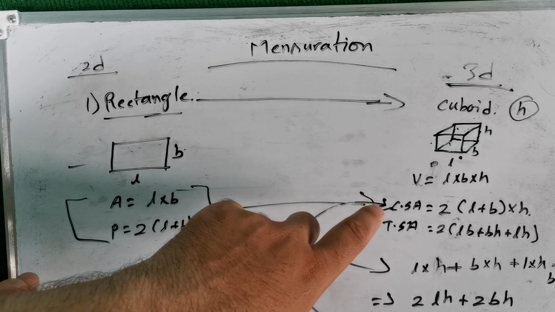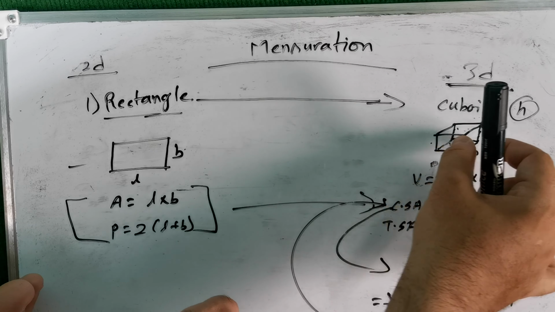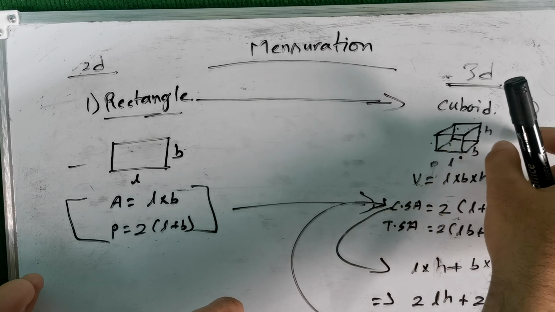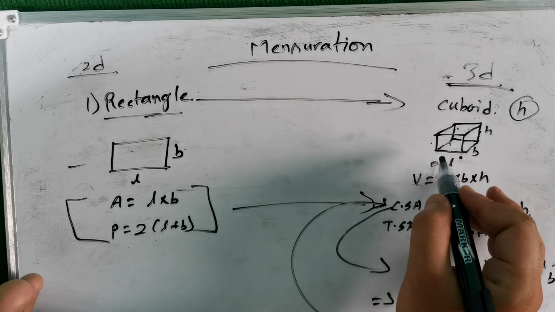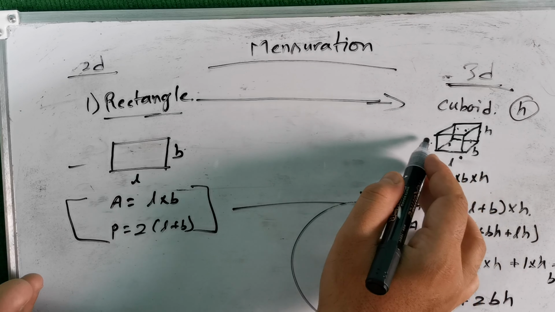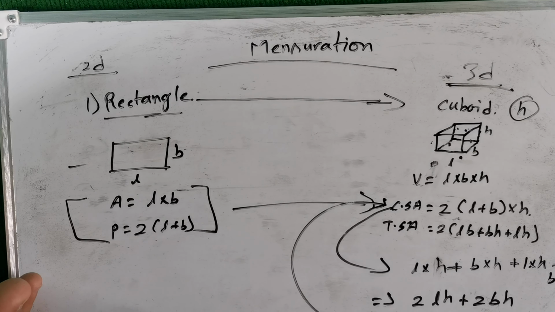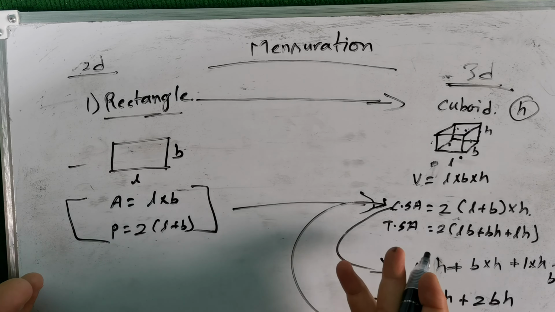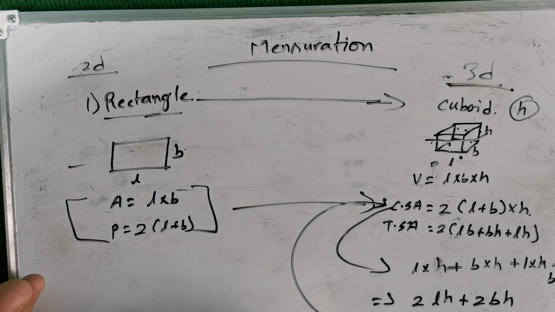Curved surface area means the side part of the cuboid, not the upper part, not the below part. Side part, this and the other part and this part. This is known as curved surface area. And total surface area means curved surface plus upper surface and below surface. This is known as total surface area.